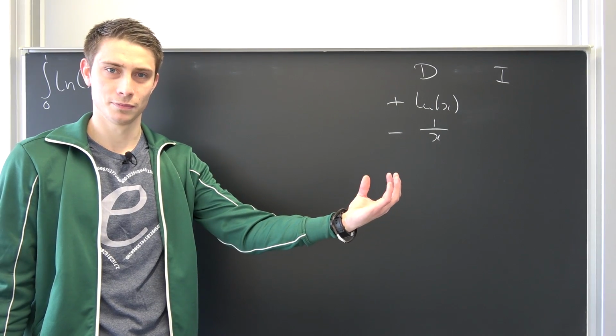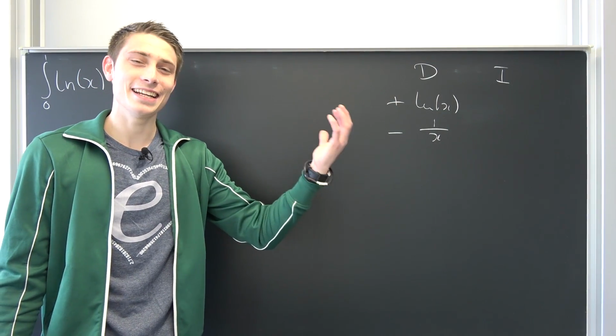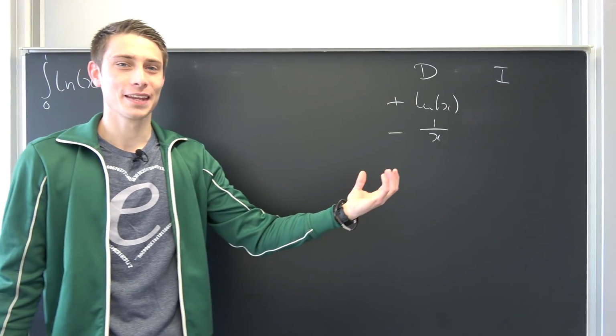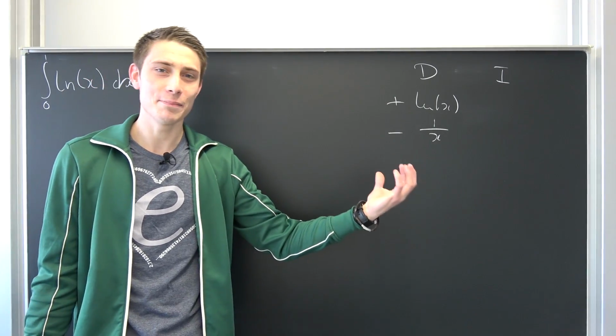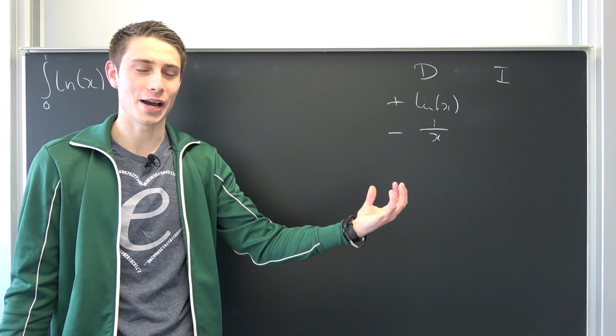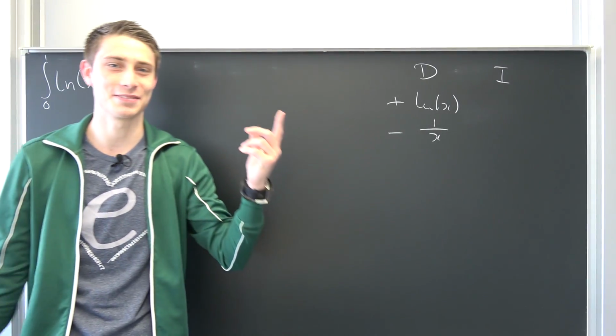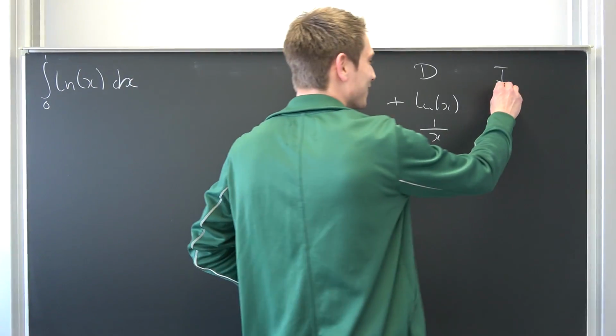imagine you have an apple, and if you have only one apple, then you have only one apple. So I hope this makes sense. So natural log of x is the same thing as 1 times natural log of x. So we are going to integrate 1.